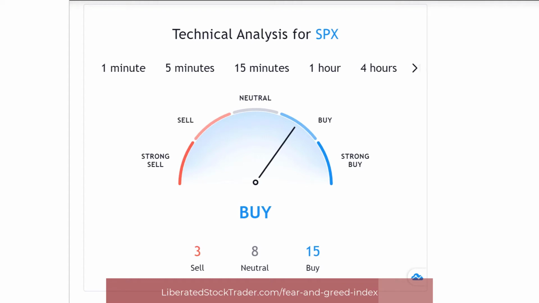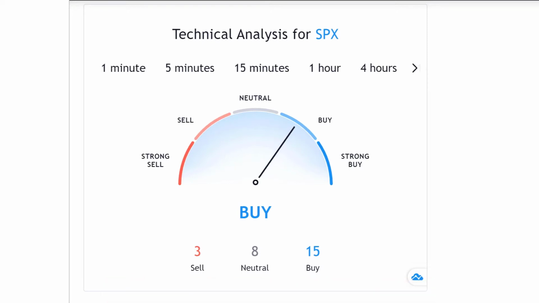Now, it's a very simple gauge. It goes from strong sell, sell, neutral, buy, and strong buy. And you see the gauge right now is pointing at buy for the S&P 500 as a whole. So as I mentioned, it uses 16 popular supply and demand indicators.